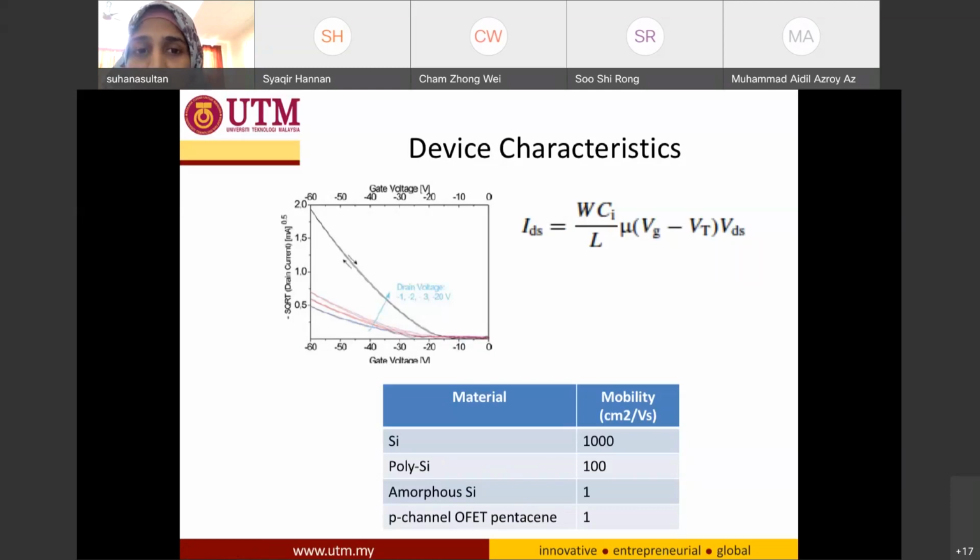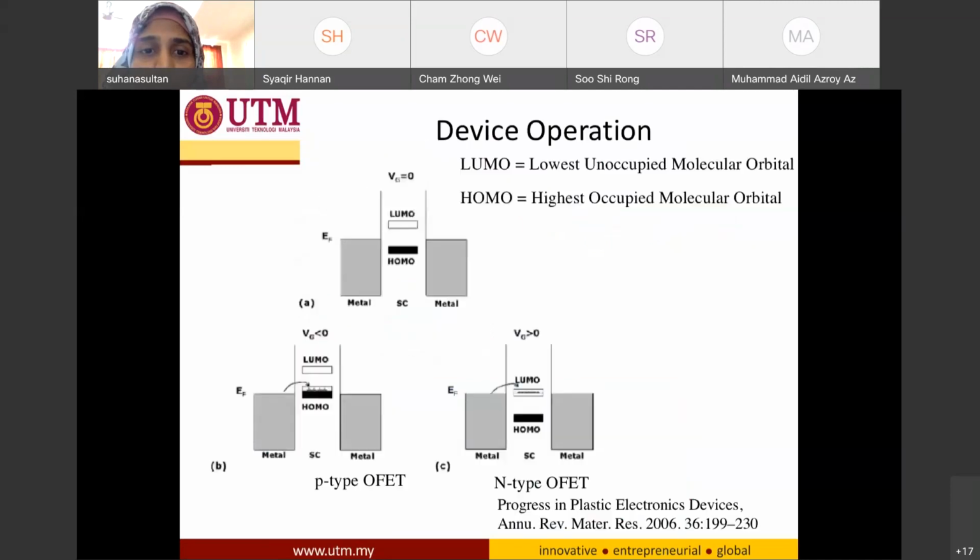W is the width of your W and O. So how does the organic semiconductor work? It basically has carriers already inside this organic semiconductor. But then it needs to be forcefully induced. Like any other semiconductor, you have to induce it.